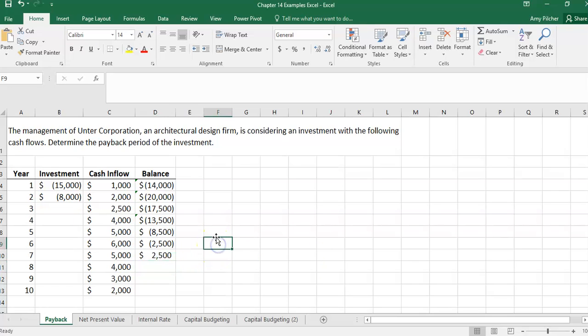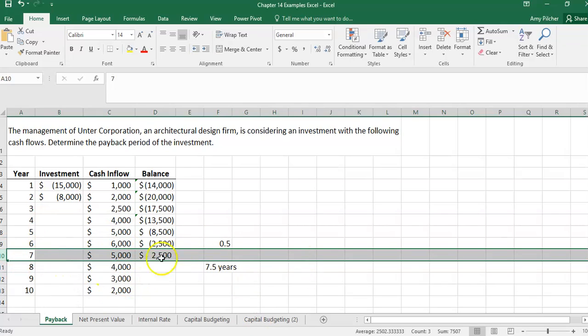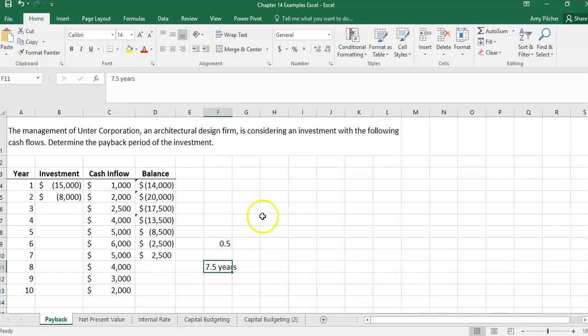To determine when that happens, we take the amount left divided by the cash inflows, and we get that it's half a year. So the payback period for this is 7.5 years, paid off halfway through year 7. 6.5 years. Sorry about that. Paid halfway through year 7, so it's 6.5 years.